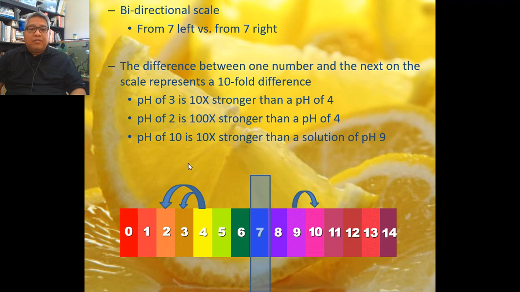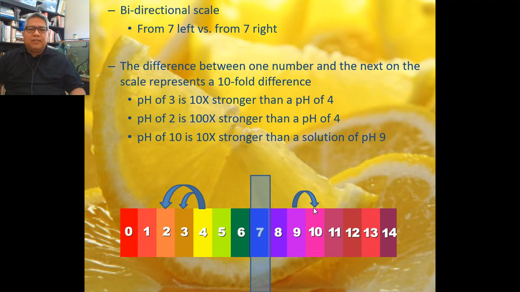Now, say for example, 10 and 9. A pH of 10 is 10 times stronger than a solution of 9 if we are looking at how basic the substance is. The more basic it is, the more you move to the right.